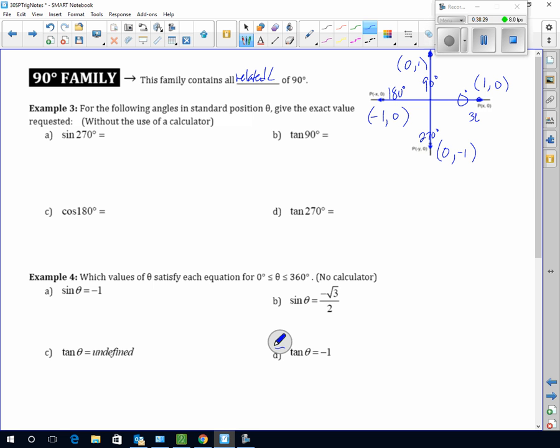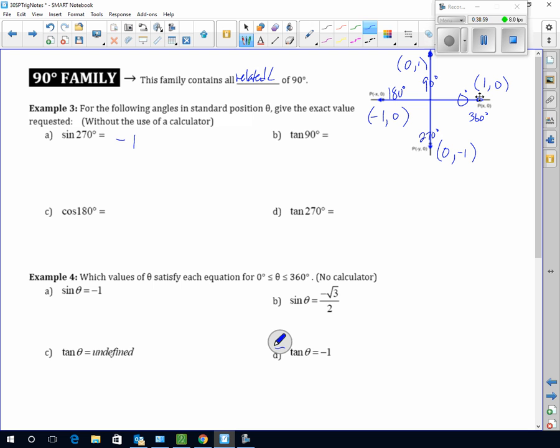So without the use of your calculator, what would sine of 270 degrees be? Here's 270 degrees. Sine is my x or y? Y, so what's my answer? Okay, try it on your calculator. Do you get negative 1? Look at that. I tell you no lies here.